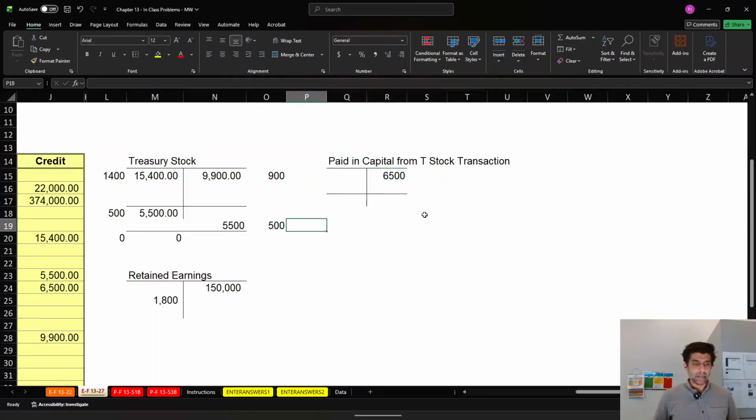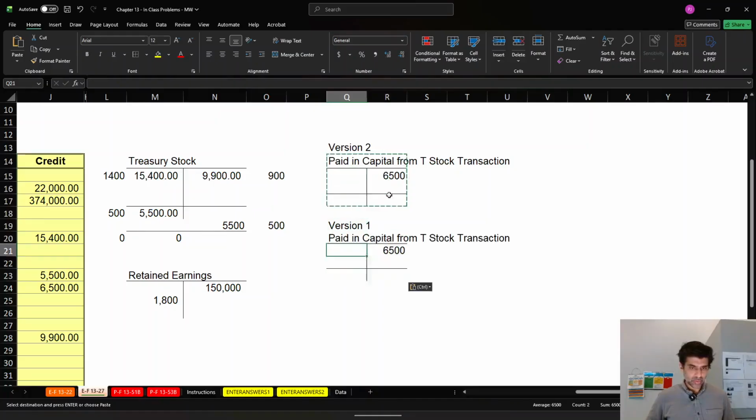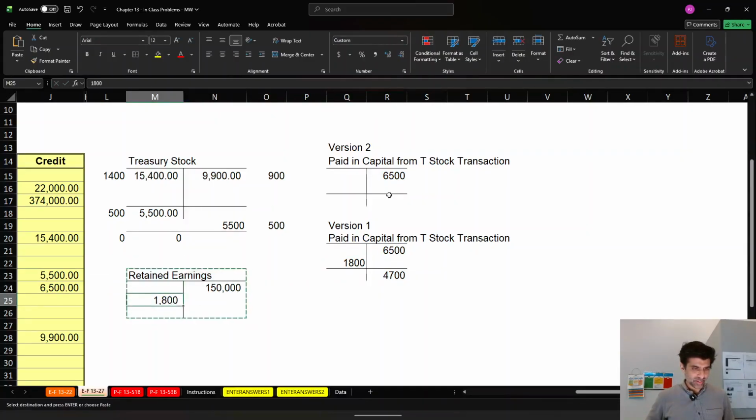So now the net equity is the same. The order didn't matter. It's just that in the previous example, if you remember, we had, let's do this. This is version 2. Version 1 of this was this, and we had 1,800. So we had a balance of this minus this. Okay. And this is version 2.